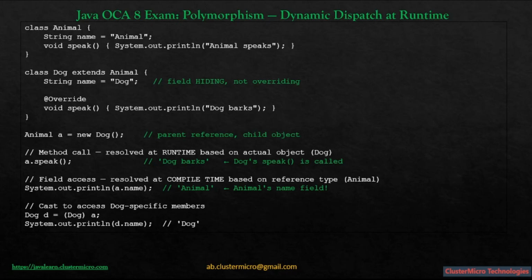And the asymmetry that you need to understand is the most important distinction in this chapter 7. Same variable, same object, but methods and fields play by different rules.